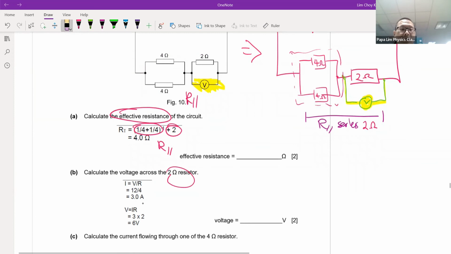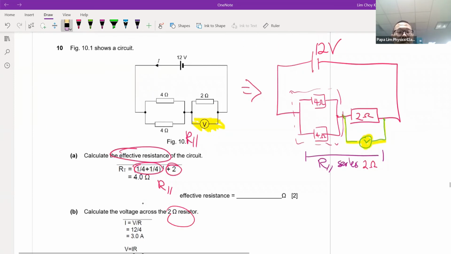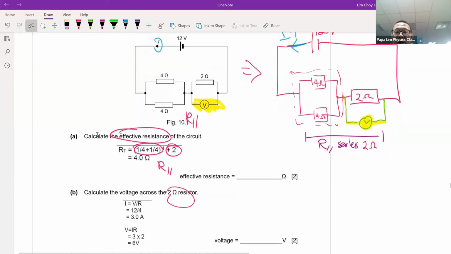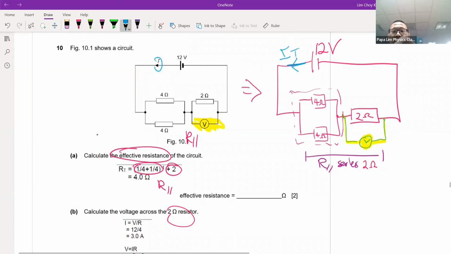Now, the voltage across 2 ohm: since we already have the total current, this current here, I can actually find the current. Because I know that from the battery, the current coming out, the IT coming out from the battery, goes to the parallel branch and it will actually enter the 2 ohm. The same IT will actually travel through the 2 ohm resistor.